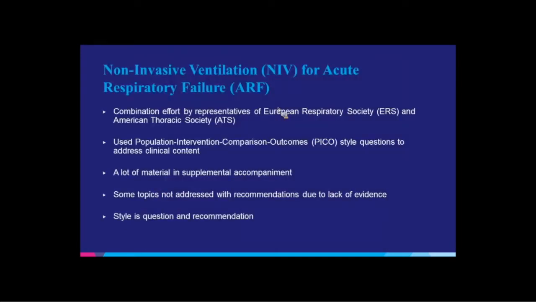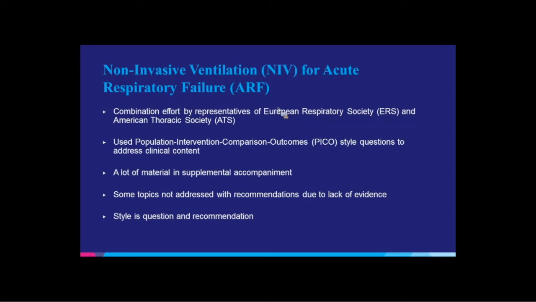All righty. So non-invasive ventilation for acute respiratory failure. Again, as I said, it's a combination effort by the European Respiratory Society and our own ATS. What I also really liked about it is that in their recommendations it's like a question and answer, and you kind of get to play along with them. They used population, intervention, comparison, outcomes, or PICO style questions to address the clinical content. There's a lot of material in the supplement accompaniment as well. So if you do go to the original paper, just recognize there's a lot more to go to as well.